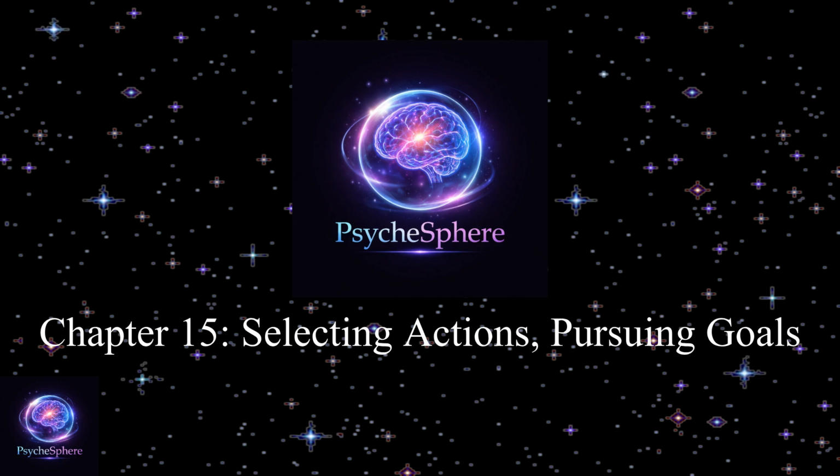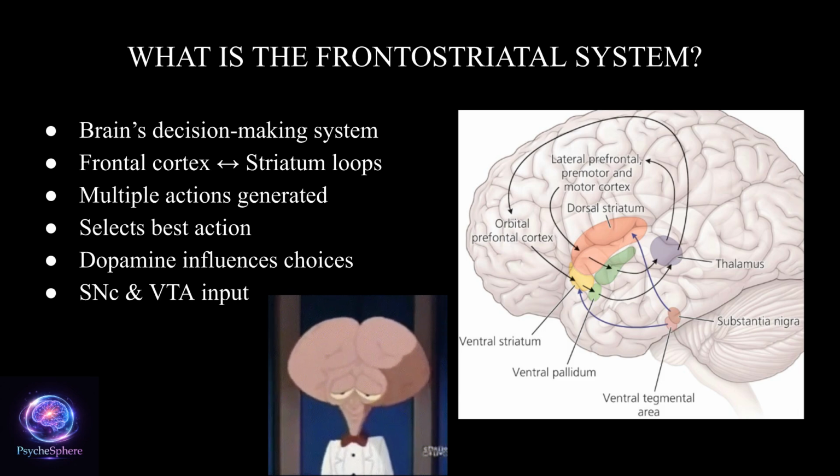So, let's begin. All right, let's start with the most important concept in this entire chapter, the frontostriatal system. I want you to think of this as your brain's decision making system. So every time you decide to do something, even something simple like picking up your phone, this system is involved. So, what exactly is it?